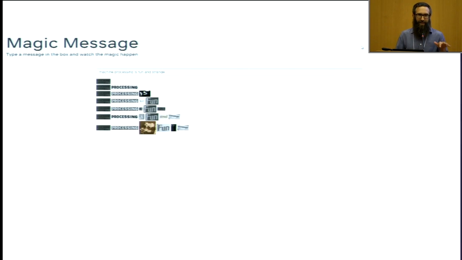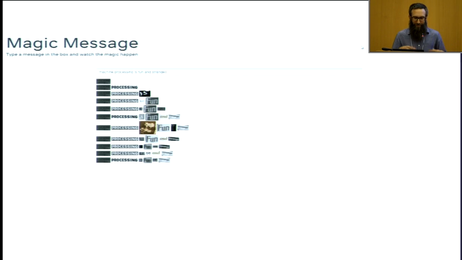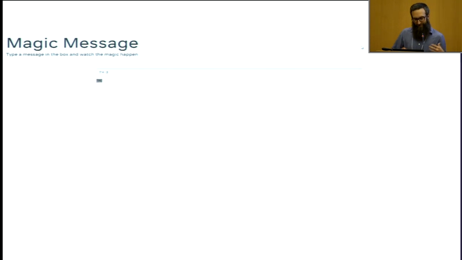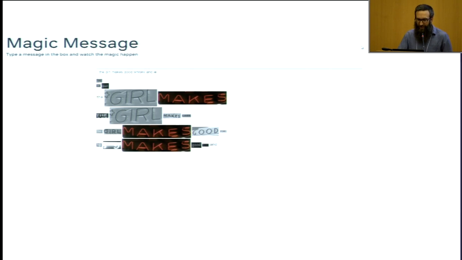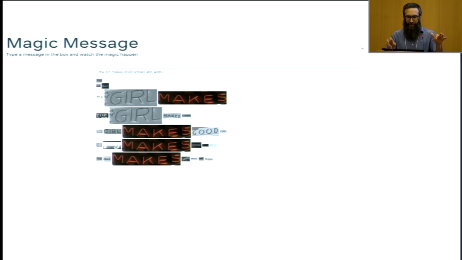Okay, and last but not least, this little demo called Magic Message, which is kind of a reverse thing. You just type in whatever you want, and it is searching basically our annotations that are derived from machine processing to pull up just the images of the words that you're trying to write in your message. The first message said machine processing is fun and strange. The second message is writing out the girl makes good whiskey and eggs.